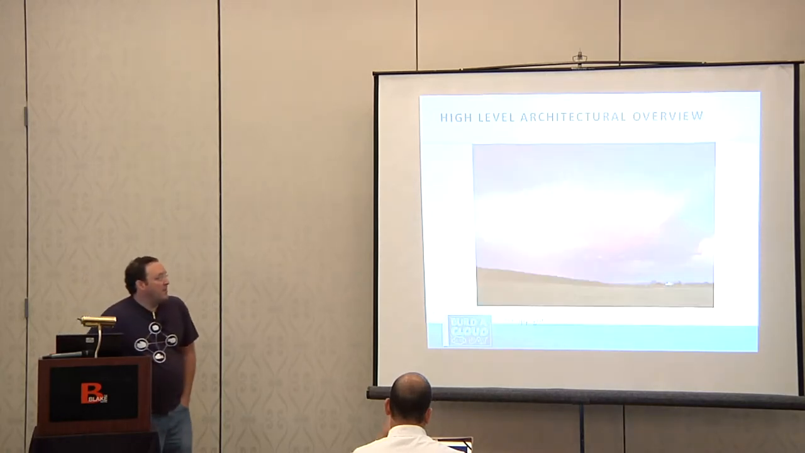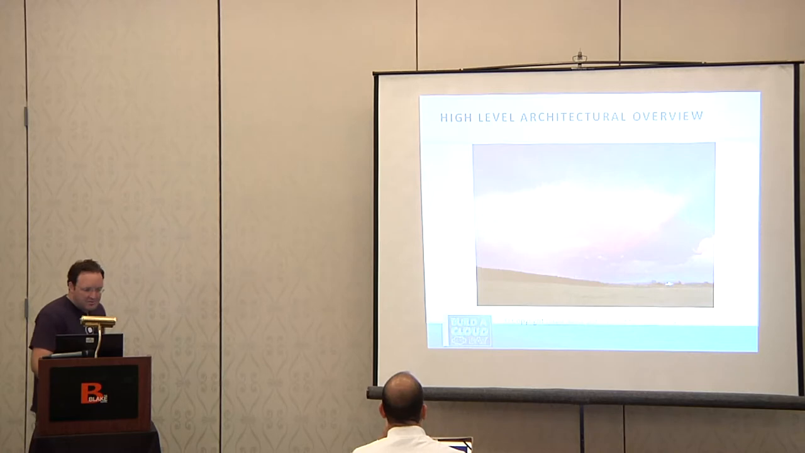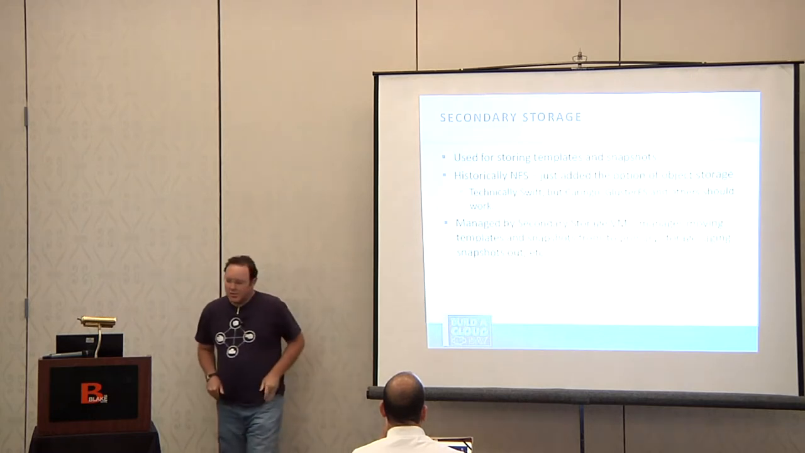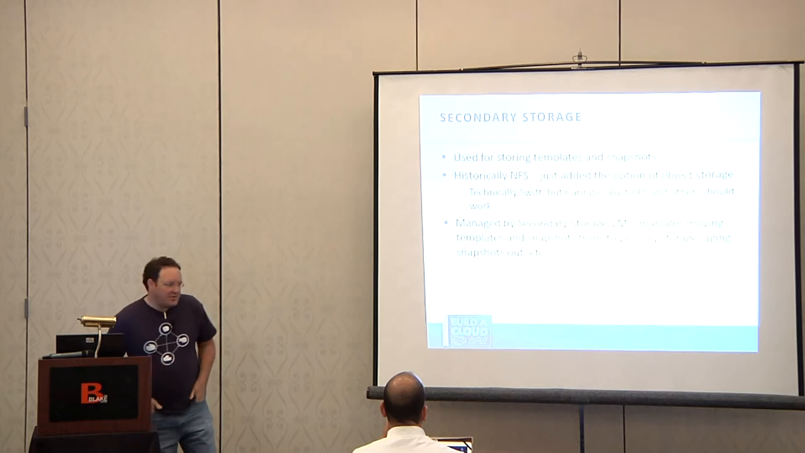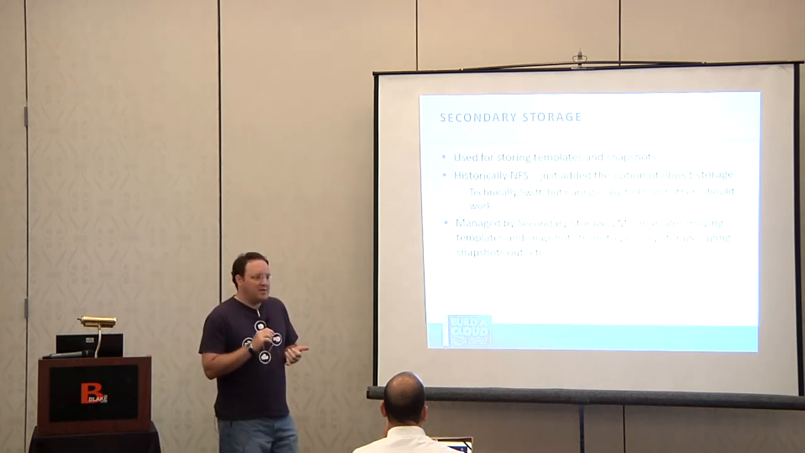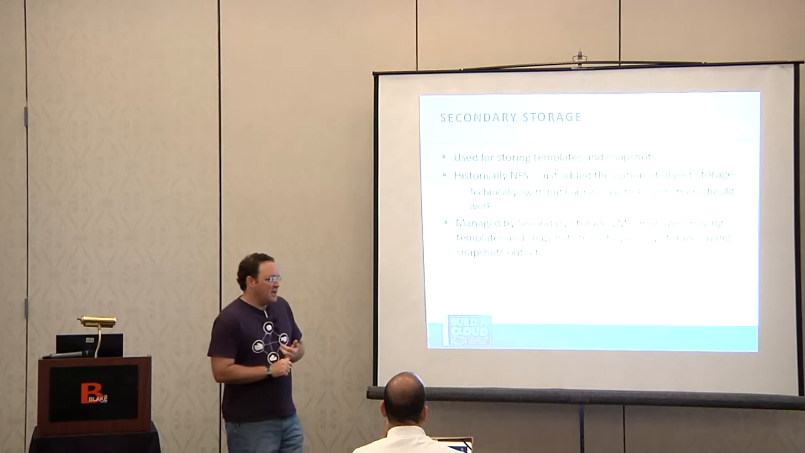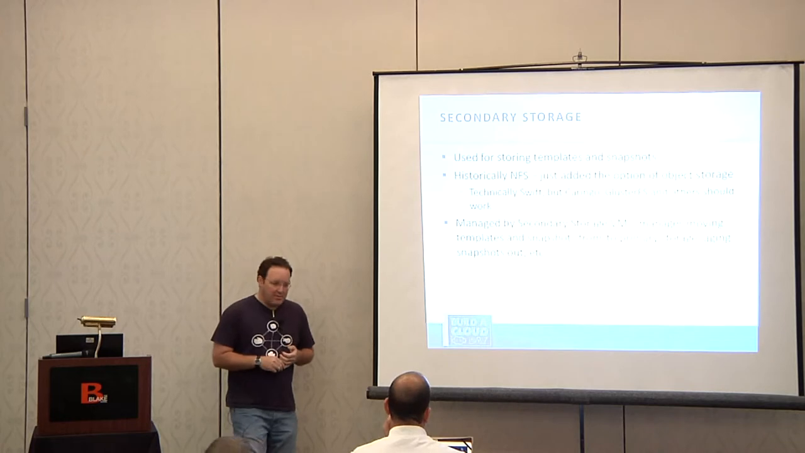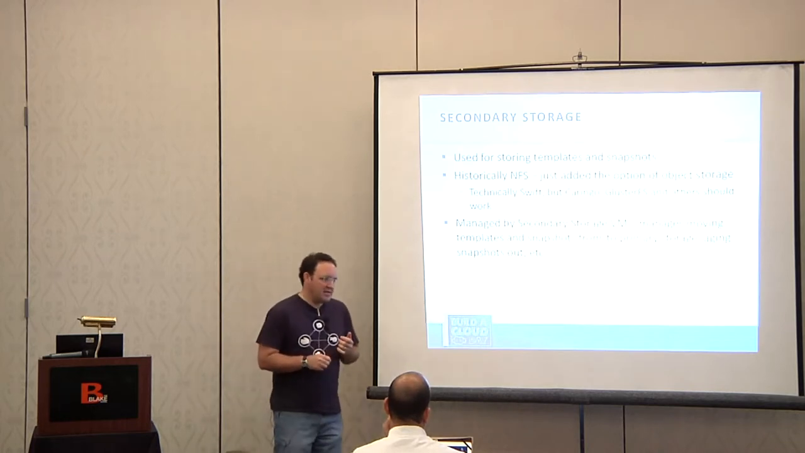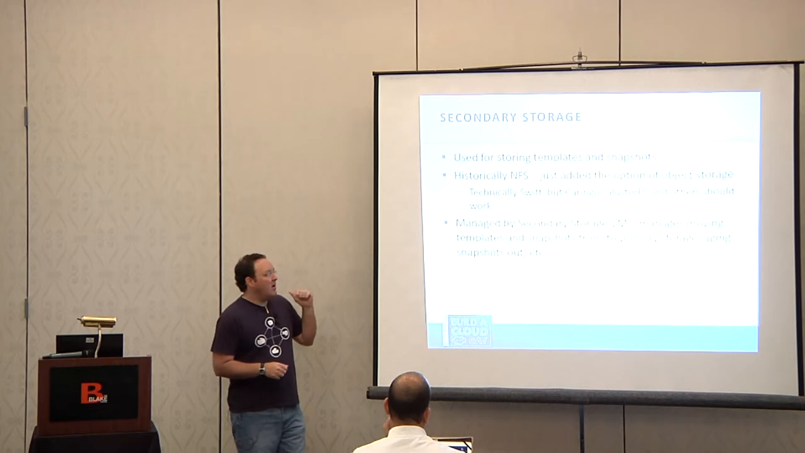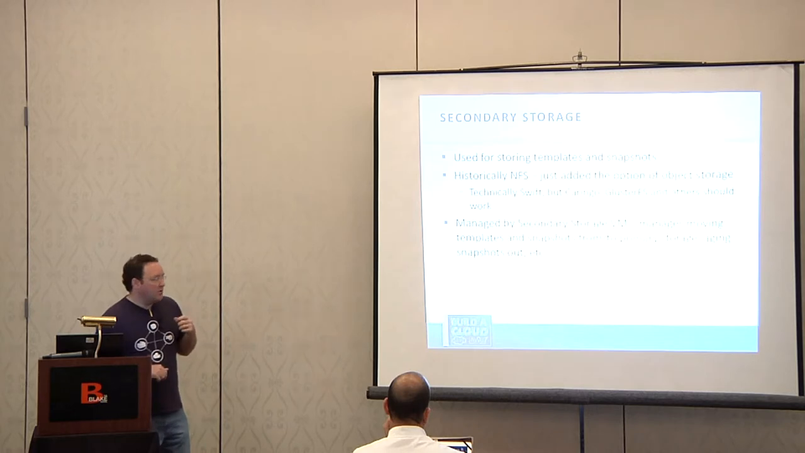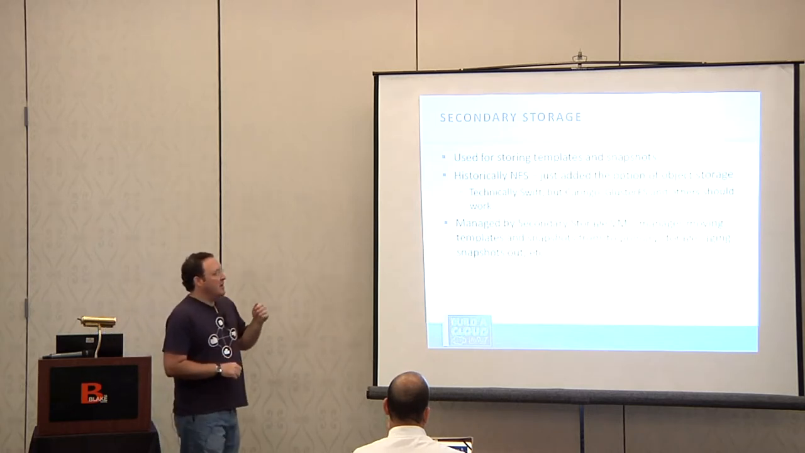All right, so a real high-level architectural view. This is what a cloud looks like. So we have an idea of primary and secondary storage. Let's start with secondary storage. Effectively, we use that to manage templates and snapshots. So if you snapshot a virtual machine, which is typically going to be a crash-consistent snapshot, we will move that off to secondary storage, which typically is going to be slower than primary storage.